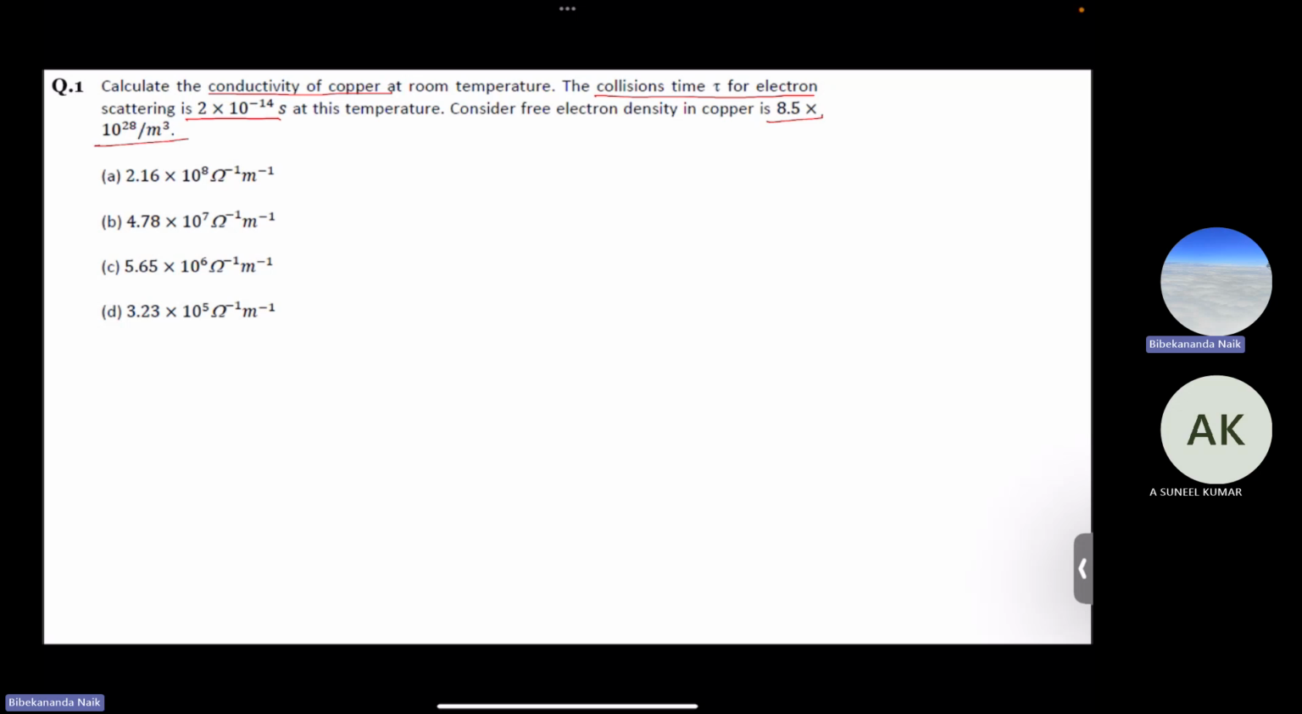These are the four options: 2.16 × 10^8, 4.78 × 10^7, 5.65 × 10^6, and 3.23 × 10^5. So these are the four options. I'll give a few minutes for you to try this question, and then I will discuss.